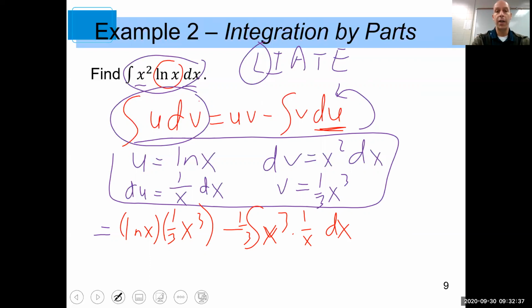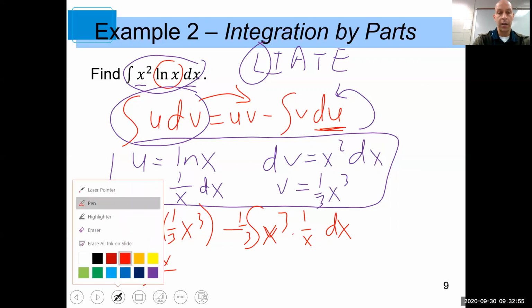I have converted our integral into this new form, which gives me the following. I'm going to write this as x cubed ln of x all over 3. Now I've got to integrate this. Now before I integrate, let me make a note here. Let's do it in green.